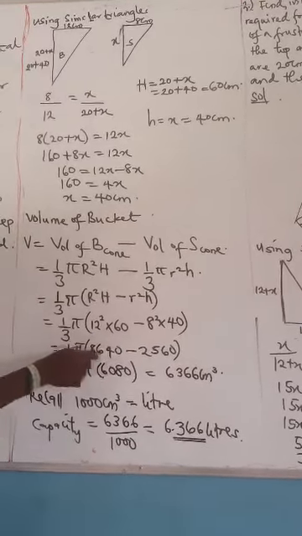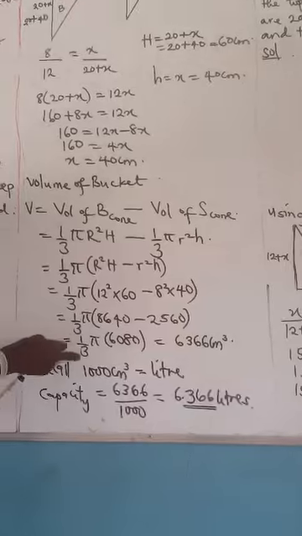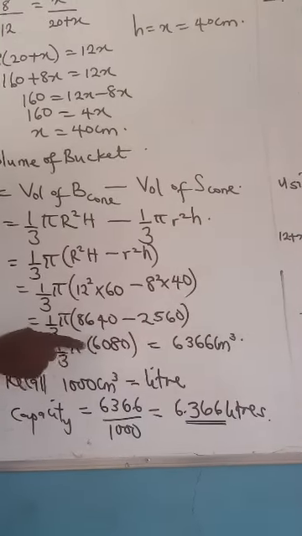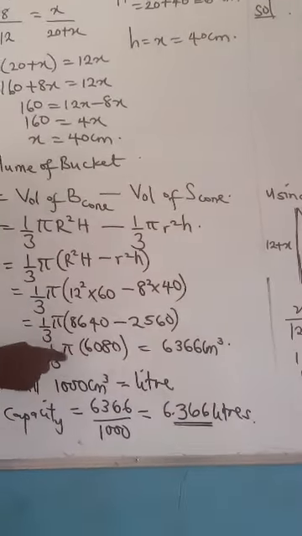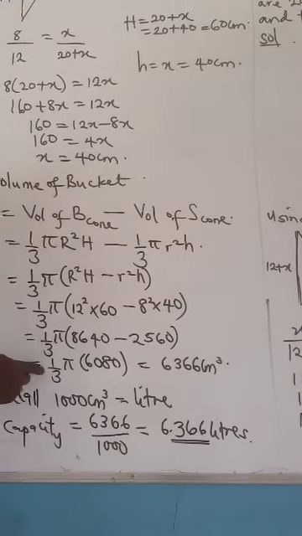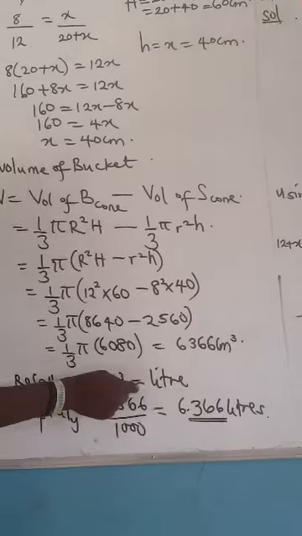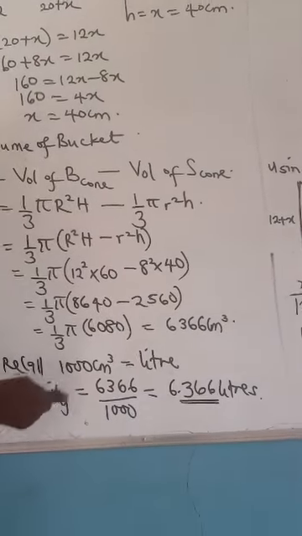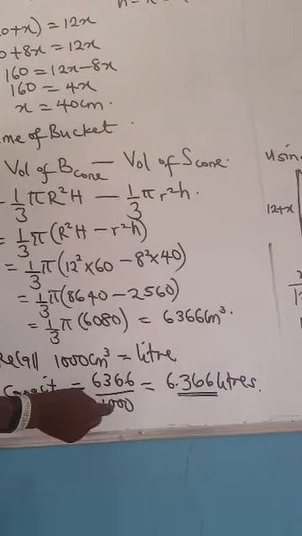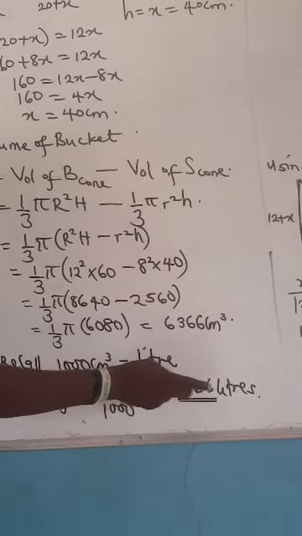Then 1 over 3 pi, we have this subtracting. Then 1 over 3 pi times 6. That means we are going to say 60 multiplied by 22 over 7, then divided by 3. We got this. Then recall that 1000 centimeter cube equals 1 liter. Then capacity is equal to 6366 divided by 1000, equal to 6.3 liters.